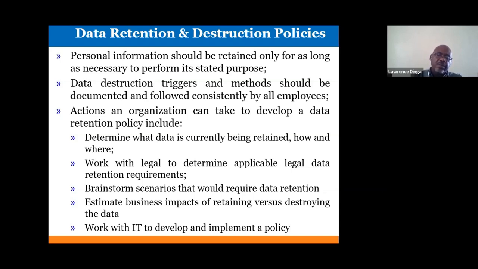Sometimes you find that you retain the data against the data subject's consent, then you can be liable to certain penalties. So you have to estimate the impact of retaining versus destroying the data. Also, you must work with IT to develop and implement a policy, because when you're implementing the policy, you need a technical system. So you need to work with the IT department to ensure that you can implement those policies. How are those policies going to be disseminated to the employees? Maybe through the intranet, and that is why you need IT to help you.